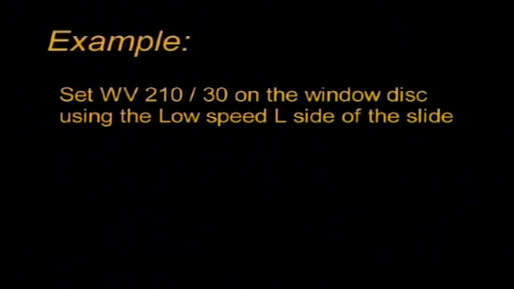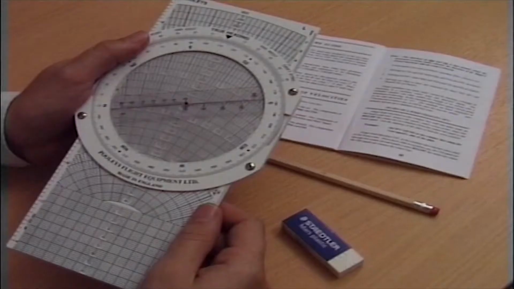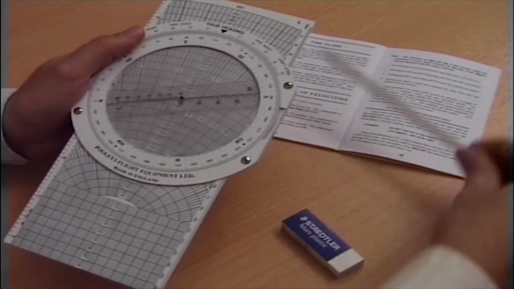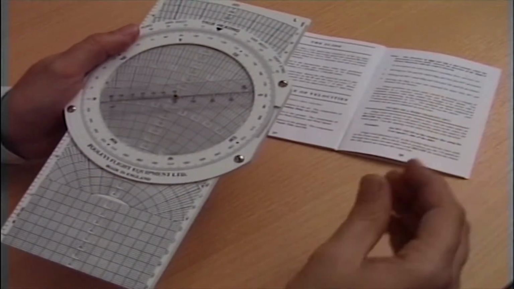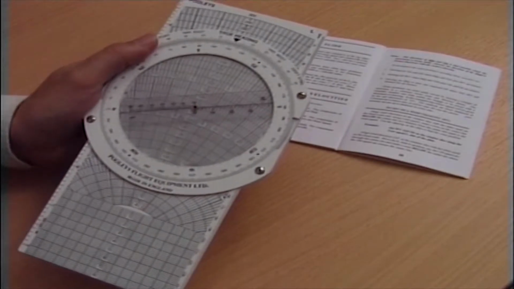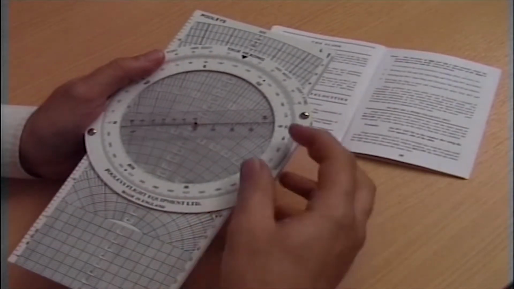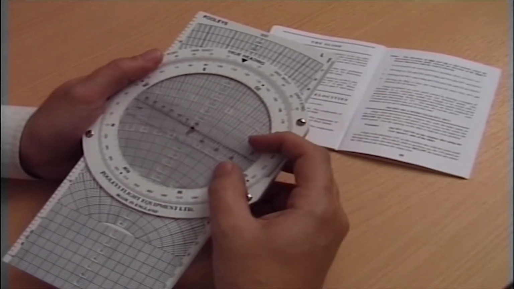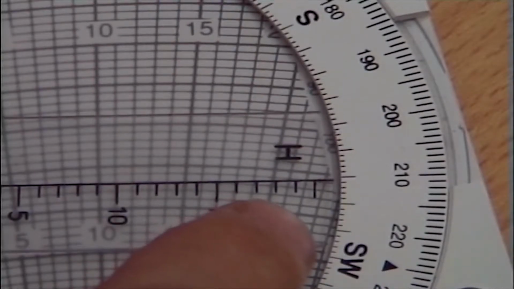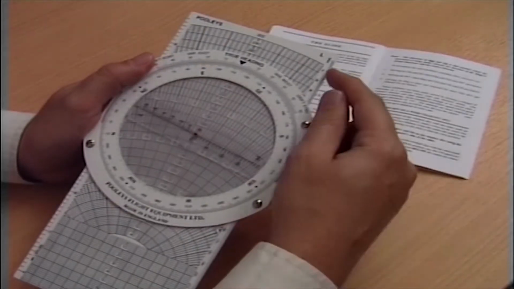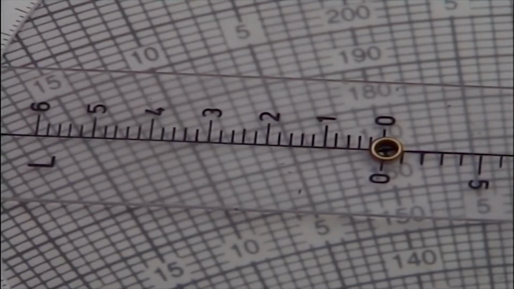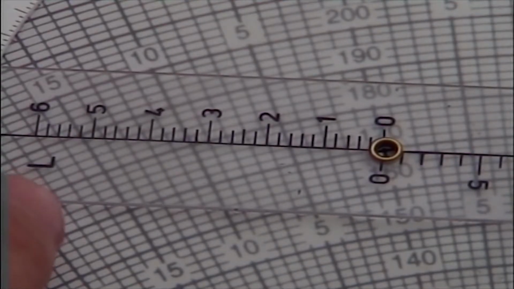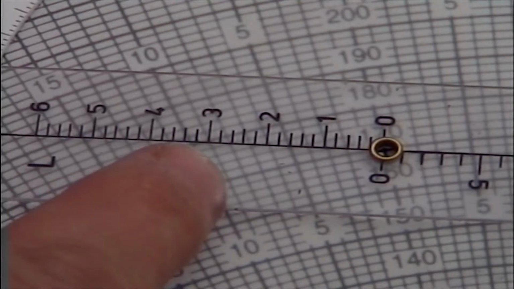Let's set on a wind velocity of 210/30 knots using the low speed side. So, I don't need a pencil anymore, and I don't need a rubber anymore. All I need to do now is use the wind arm to set on a wind of 210 degrees. Using the low speed side, check that you are using the low speed end, and there is 30 knots.